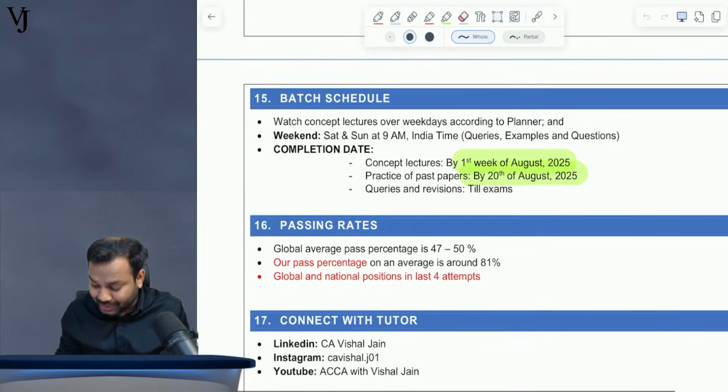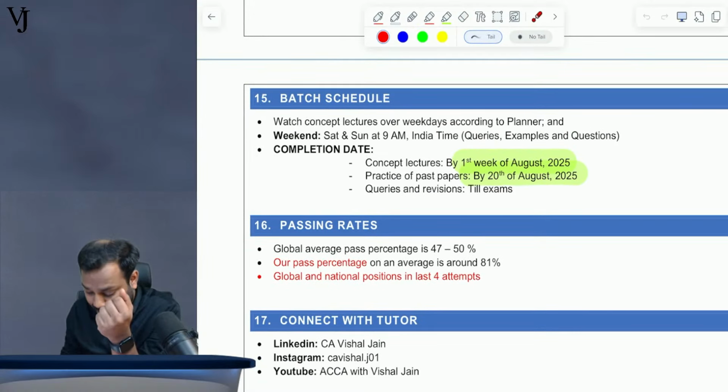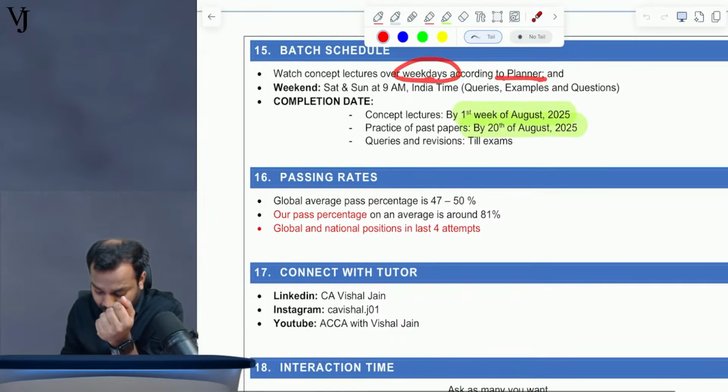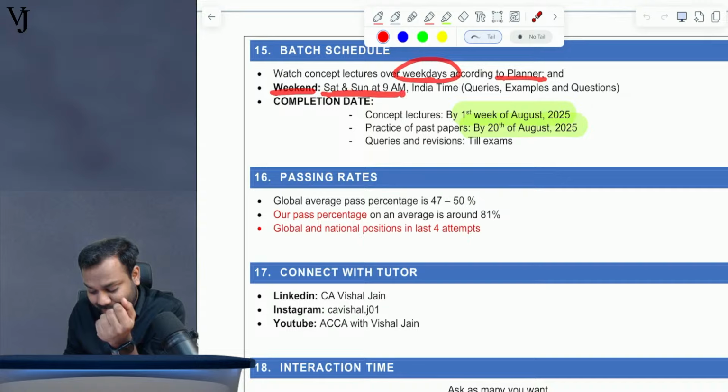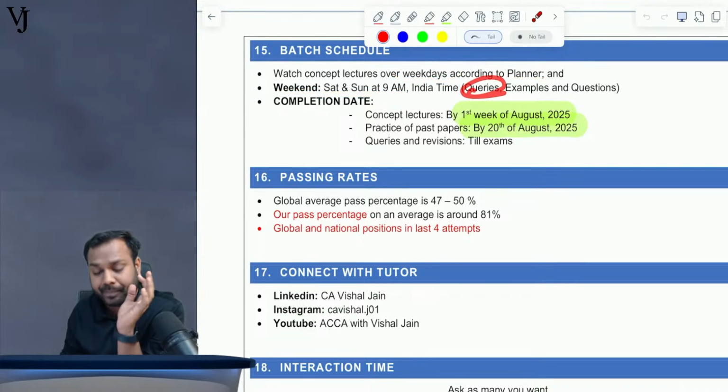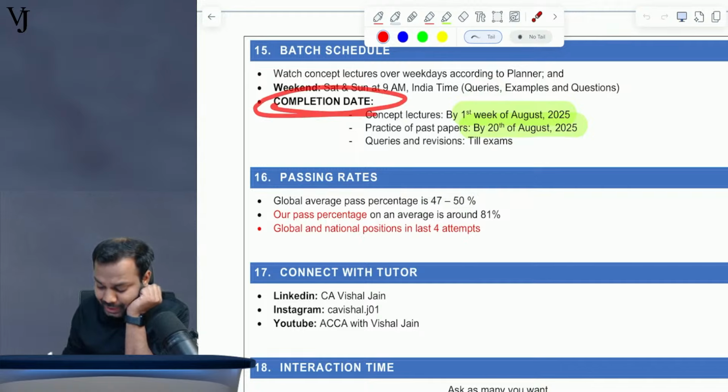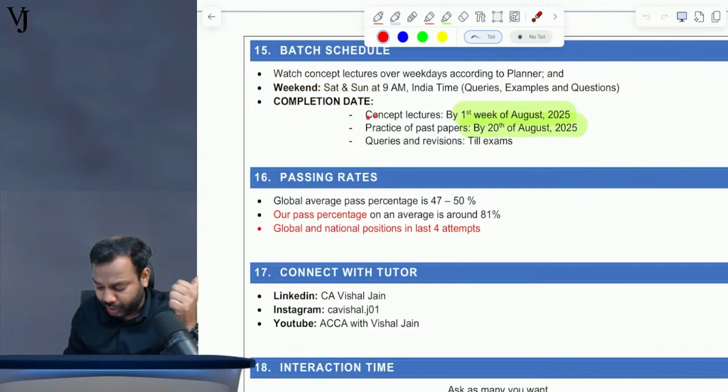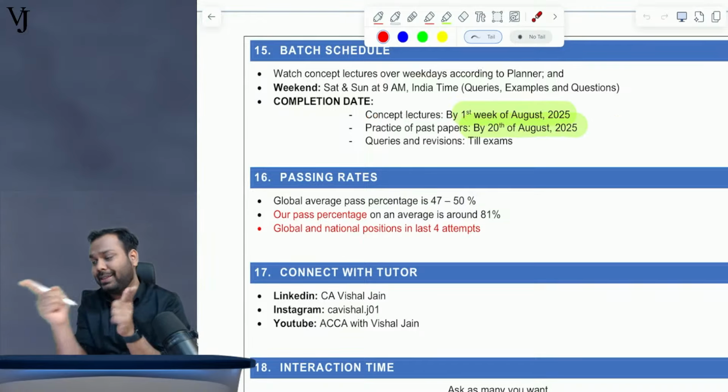Now, concept lectures you have to watch over the weekdays according to the planner. Over weekends, Saturday and Sunday, 9 a.m. India time, you have to discuss your queries with me. We will complete all the concept lectures by the first week of August. Then we'll practice questions and then do queries and revisions.